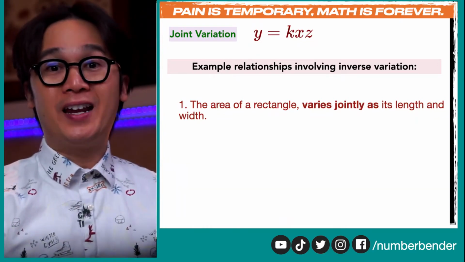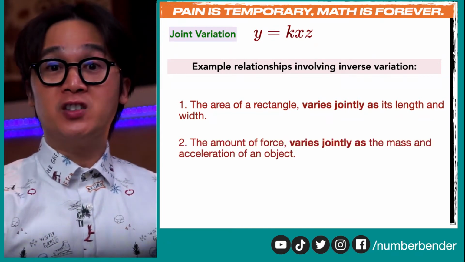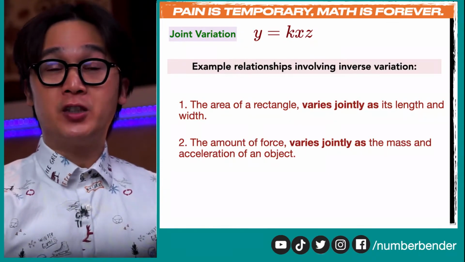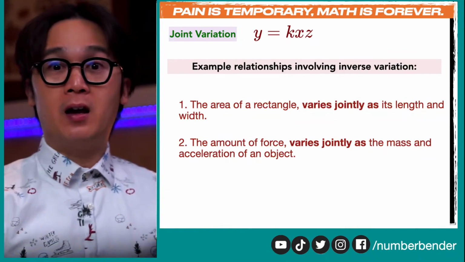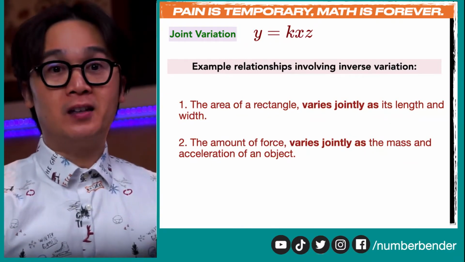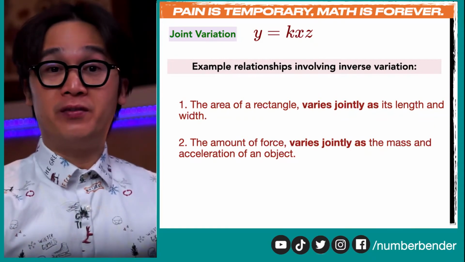Another example of joint variation would be the amount of force varies jointly as the mass and acceleration of an object. So the amount of force is dependent on the two variables in this relationship, which in this case are the mass and the acceleration of an object.